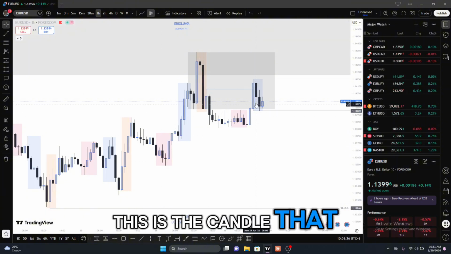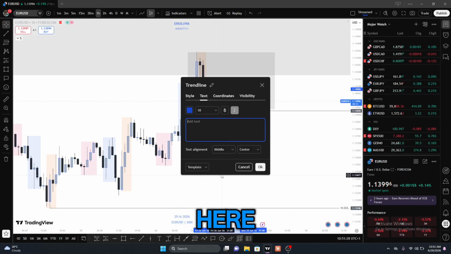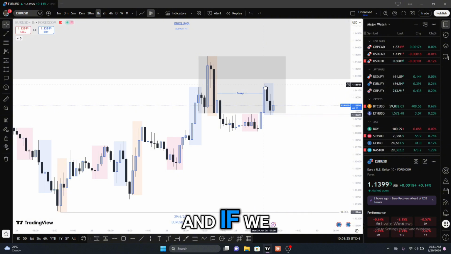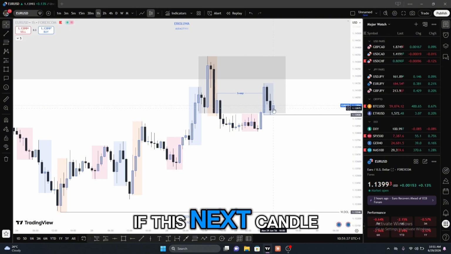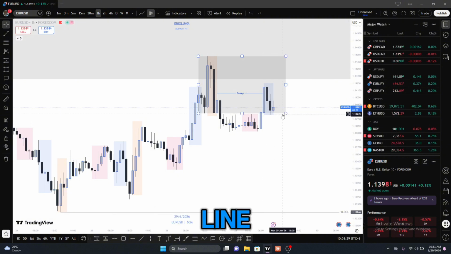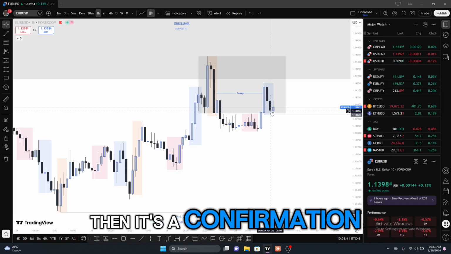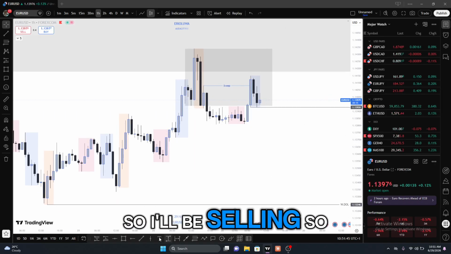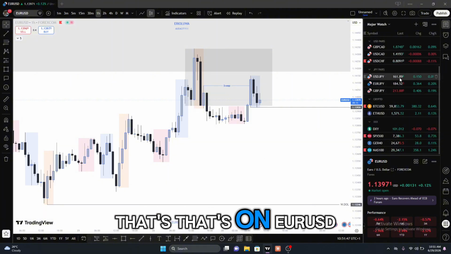This is the candle that swept this high. So we have our sweep right here, and if this next candle closes below this line, then it's a confirmation. Our 1 hour sell is a confirmation already, so I'll be selling. So yeah, that's that on EURUSD.